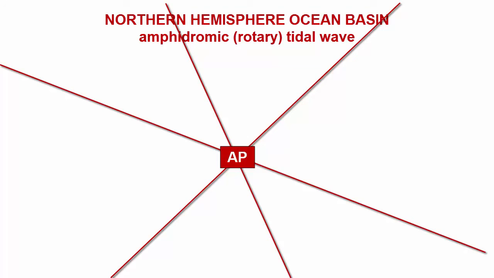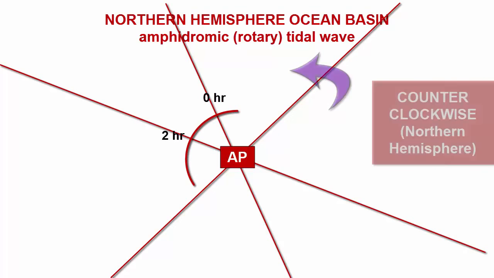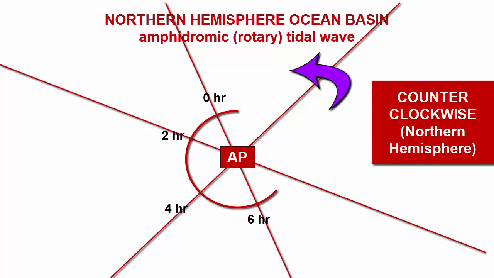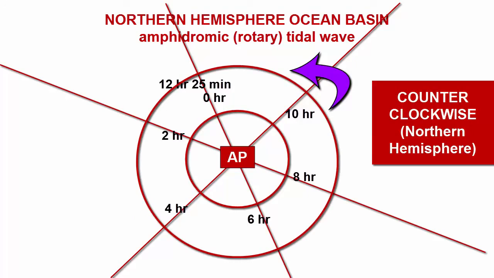Then we can pick a starting point for our wave and demonstrate how it moves counterclockwise, in this case jumping 2 hours for each spoke until we get back where we started 12 hours and 25 minutes later. Next, we add the co-range lines as concentric circles, and we label them with increasing tidal ranges as we move outward from the amphidromic point.